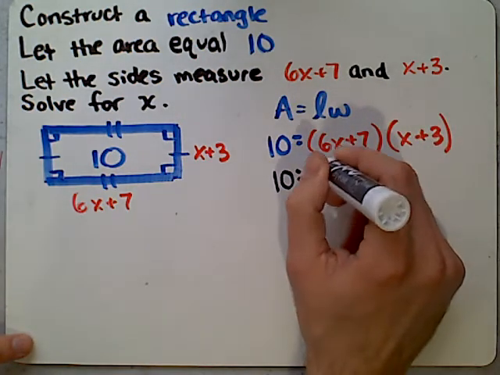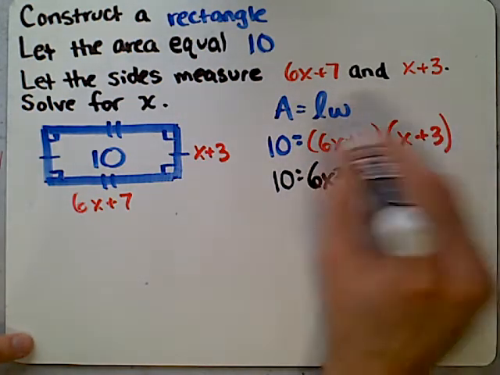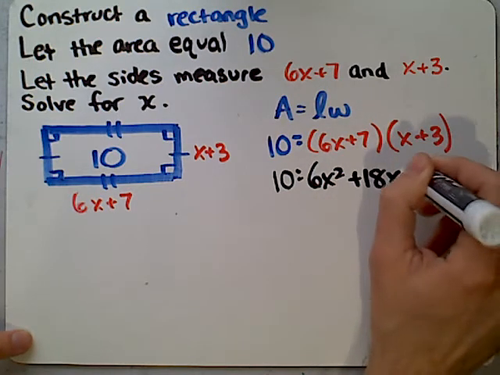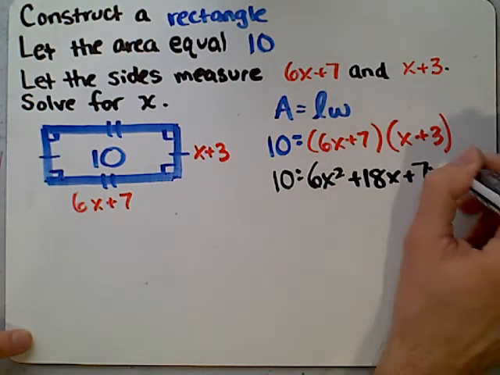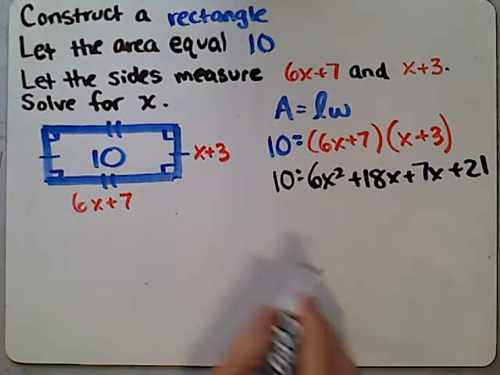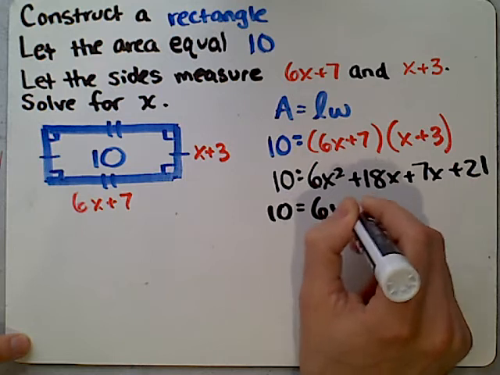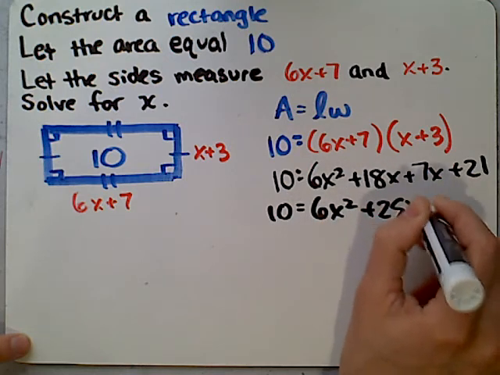6x times x is 6x squared. 6x times 3 is 18x. 7 times x is 7x. And 7 times 3 is positive 21. We can simplify this one a little bit further by combining those middle terms and making that 25x.